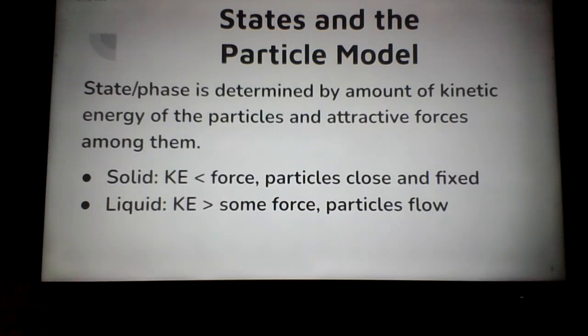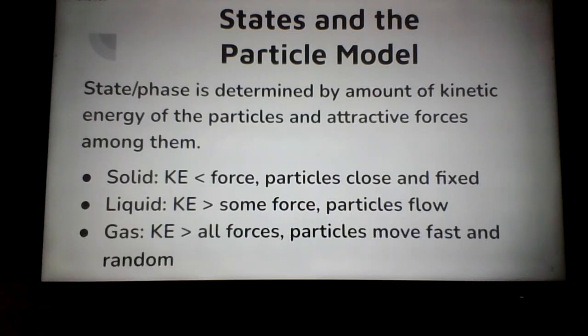When we all feel very energetic, that's when we want to run. We want to move much faster, and we tend to spread more and more apart from each other. And now that liquid is becoming a gas. The kinetic energy of the particles is far greater than those attractive forces that are trying to hold the particles together.